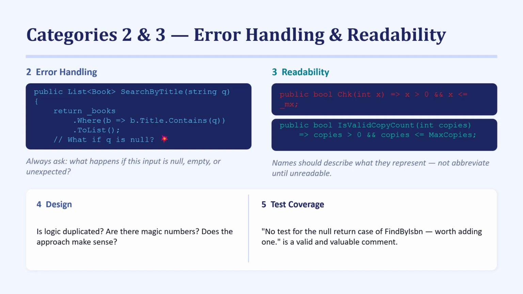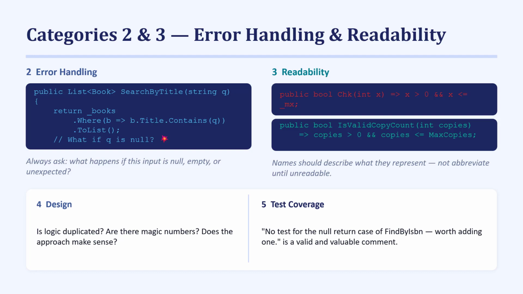So if we take a look here, we always want to look at the error handling of the situation. So it's going to return a book. We've got this where clause, but again, they're in the comment to help you out. What if Q gets returned as null? This doesn't have a try catch or anything in it. It's just going to crash.